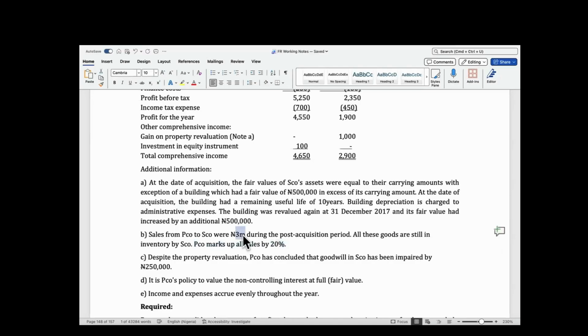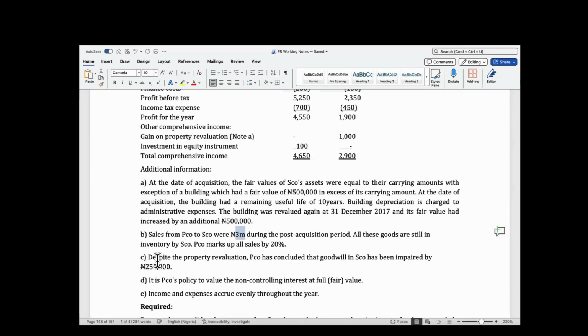We cannot apply 20% on 3 million directly. This 3 million is already at profit loading. So I need to do 20 over 120. That converts the markup to margin, times 3 million. I get my unrealized profit that I would remove from my gross profits of the parent, in this case by adding it to cost of sales, just like we did previously.